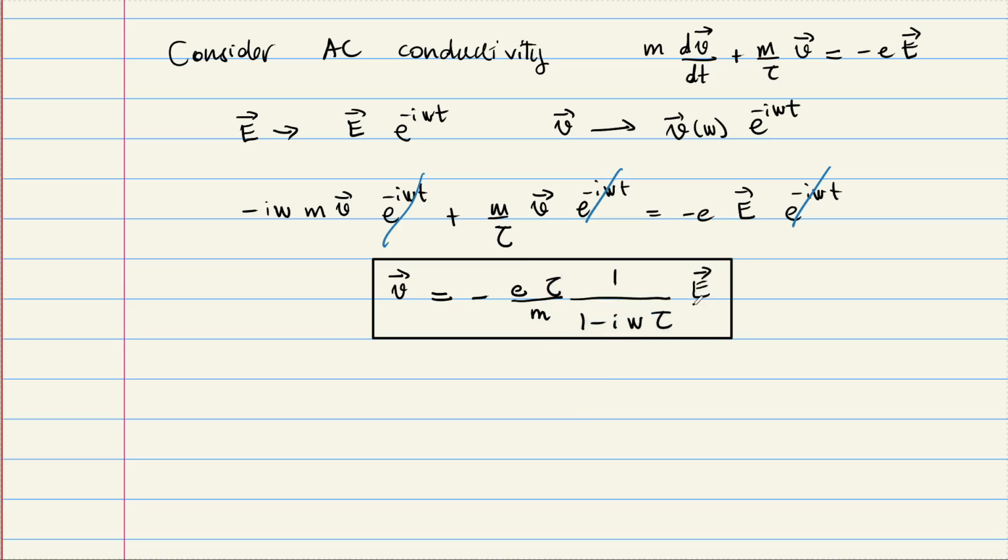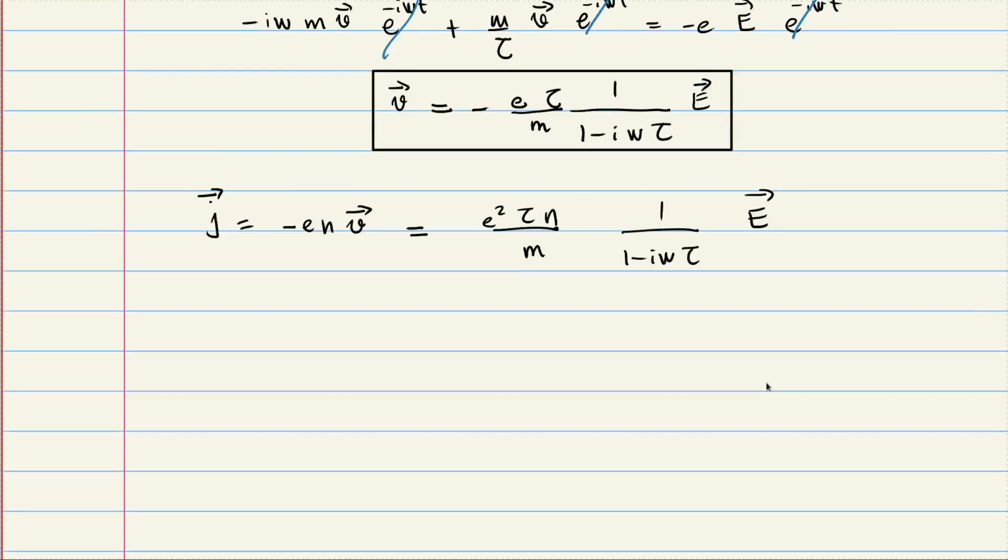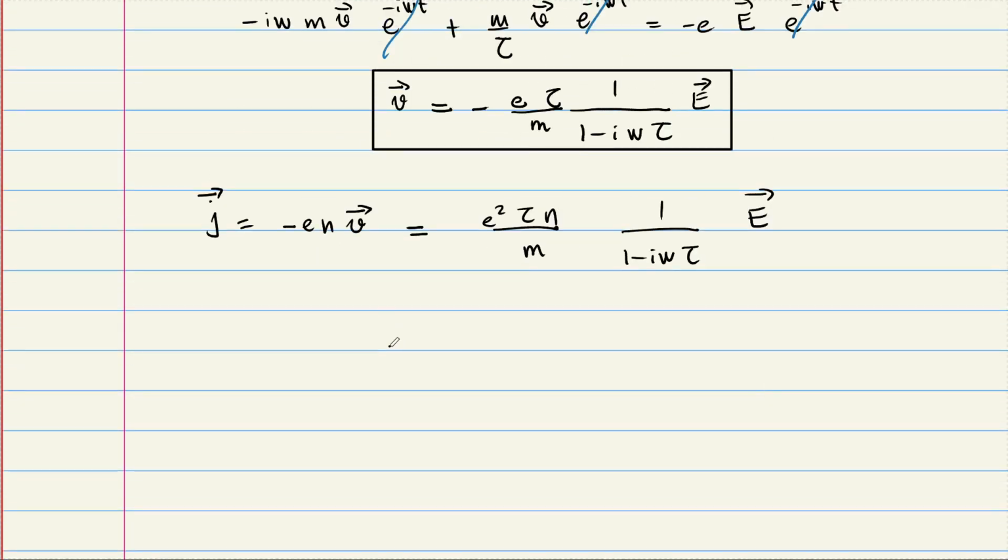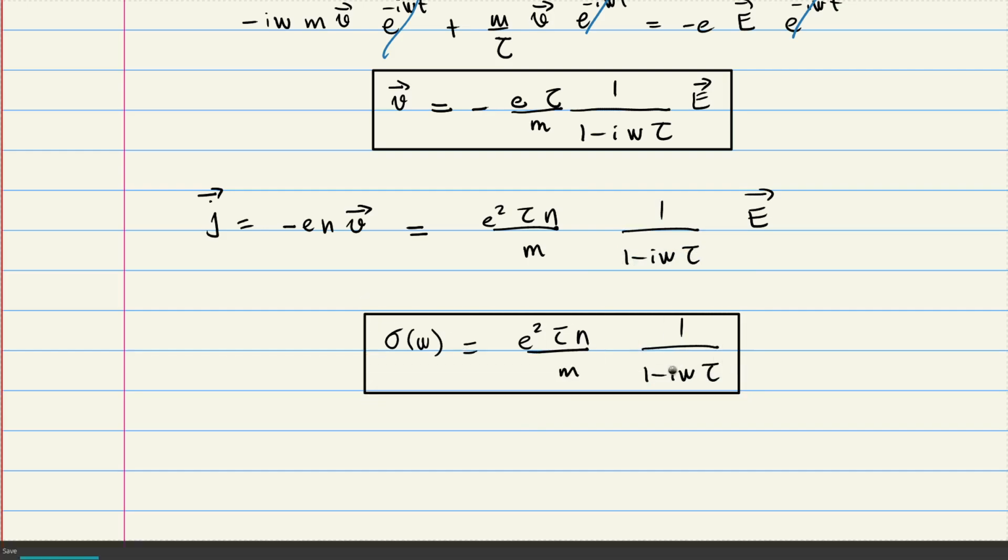So j is equal to, as a vector, minus n e v, and it is going to give us e squared tau n divided by m, times 1 over 1 minus i omega tau, times E, and this defines the frequency dependent conductivity. If you want, this is also the Drude model, but in frequency dependent form. Good.